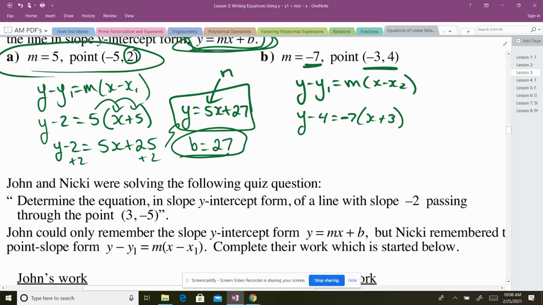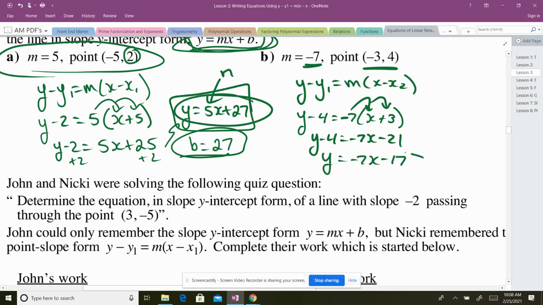People get to there, but you got to make it look like this. So what do? Then add the 4. What's negative 21 plus 4? Boom, there you go. Negative 7x minus 17. Good. That is good. Here's the questions.